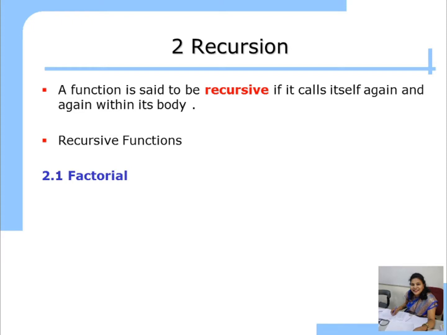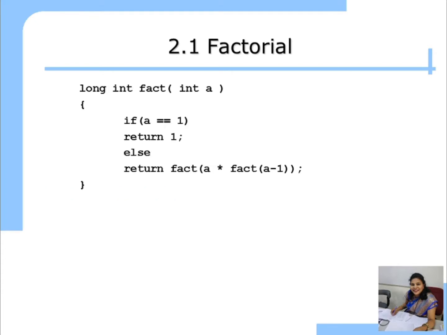So recursive functions are factorial and the Tower of Hanoi. Let us see one by one. First we are going to see factorial. So this is the recursive factorial function. You can see that this is the fact function calling itself here in its body. Okay. So this is the recursive factorial function.